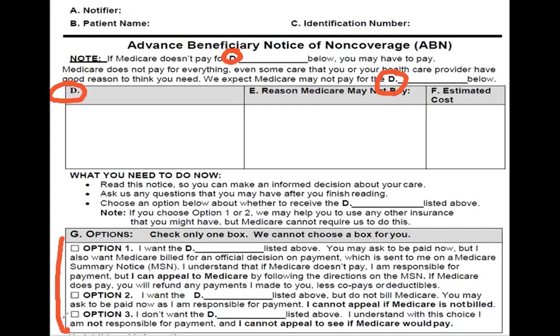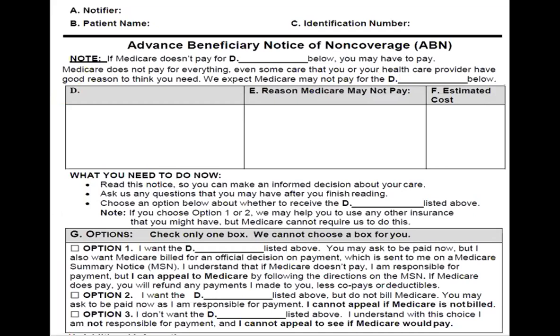So option 1, you can get it. We'll bill Medicare. They don't pay, you pay us. Option 2, you want D, but don't bill Medicare. And we're going to collect payment now. And they cannot appeal if Medicare is not billed. So this is basically letting the patient make a decision up front on how they want to proceed. And then option 3, I don't want the service and I understand that I am not responsible. I cannot appeal to see if Medicare is going to pay. So we have to give it to the patient in advance. That's why it's called an advance beneficiary notice.